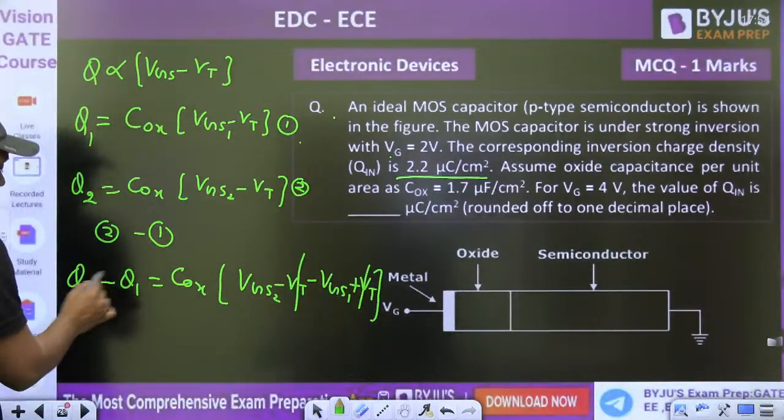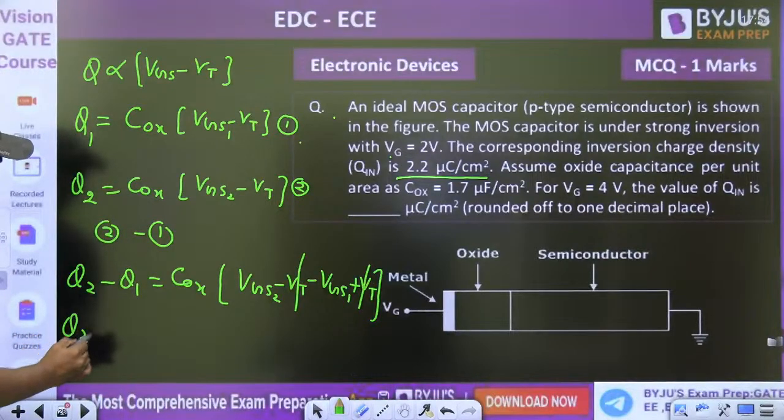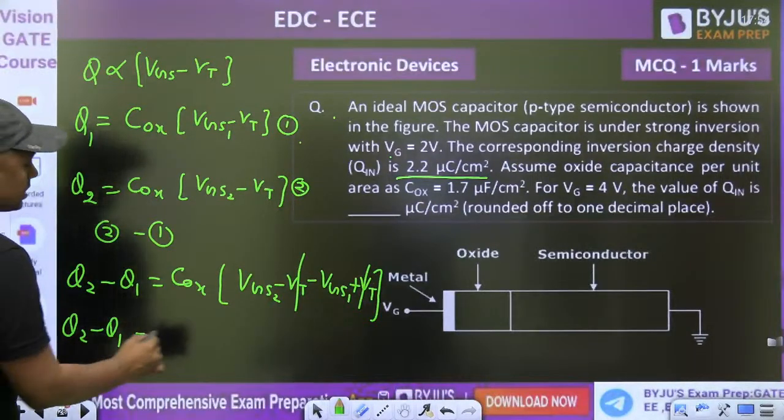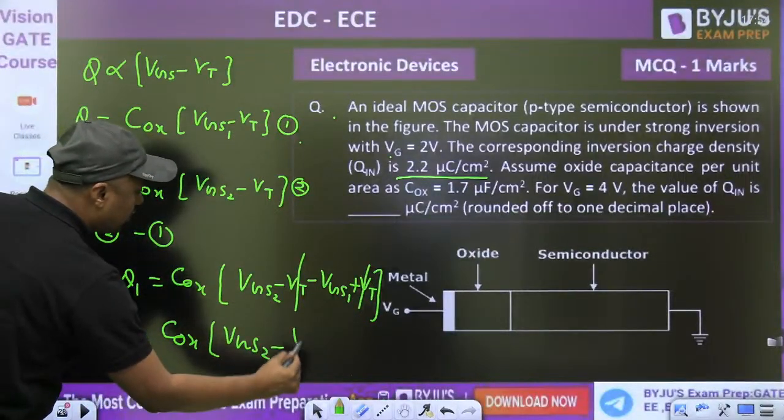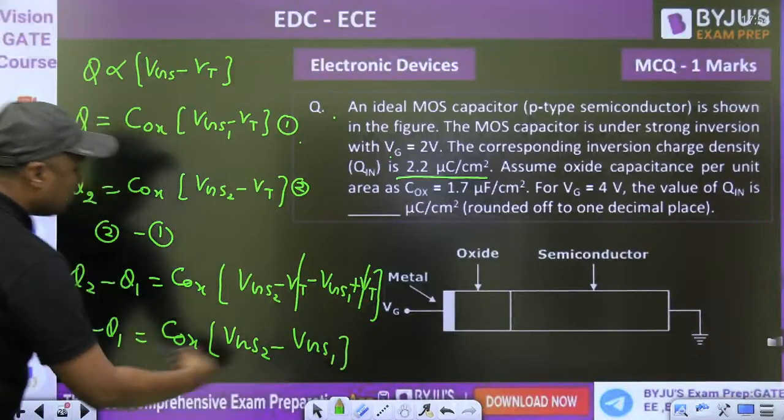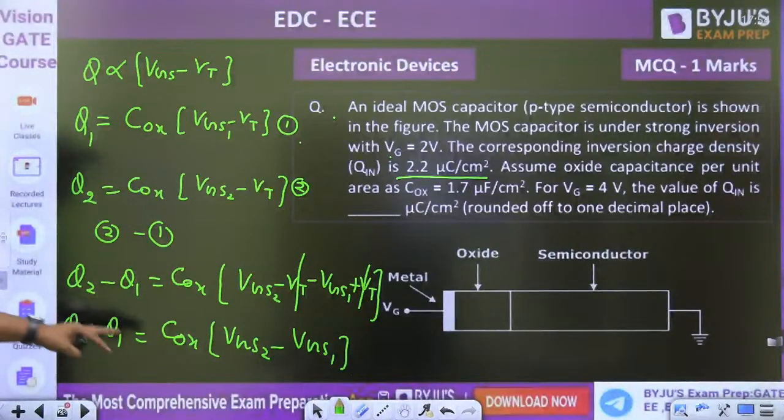And then Q2 minus Q1 is equal to COX (VGS2 minus VGS1). Now next time you can directly use this formula: Q2 minus Q1 is given by COX (VGS2 minus VGS1). So what is the Q2? It is given as 2.2, and definitely the charge will increase, that is the Q1.